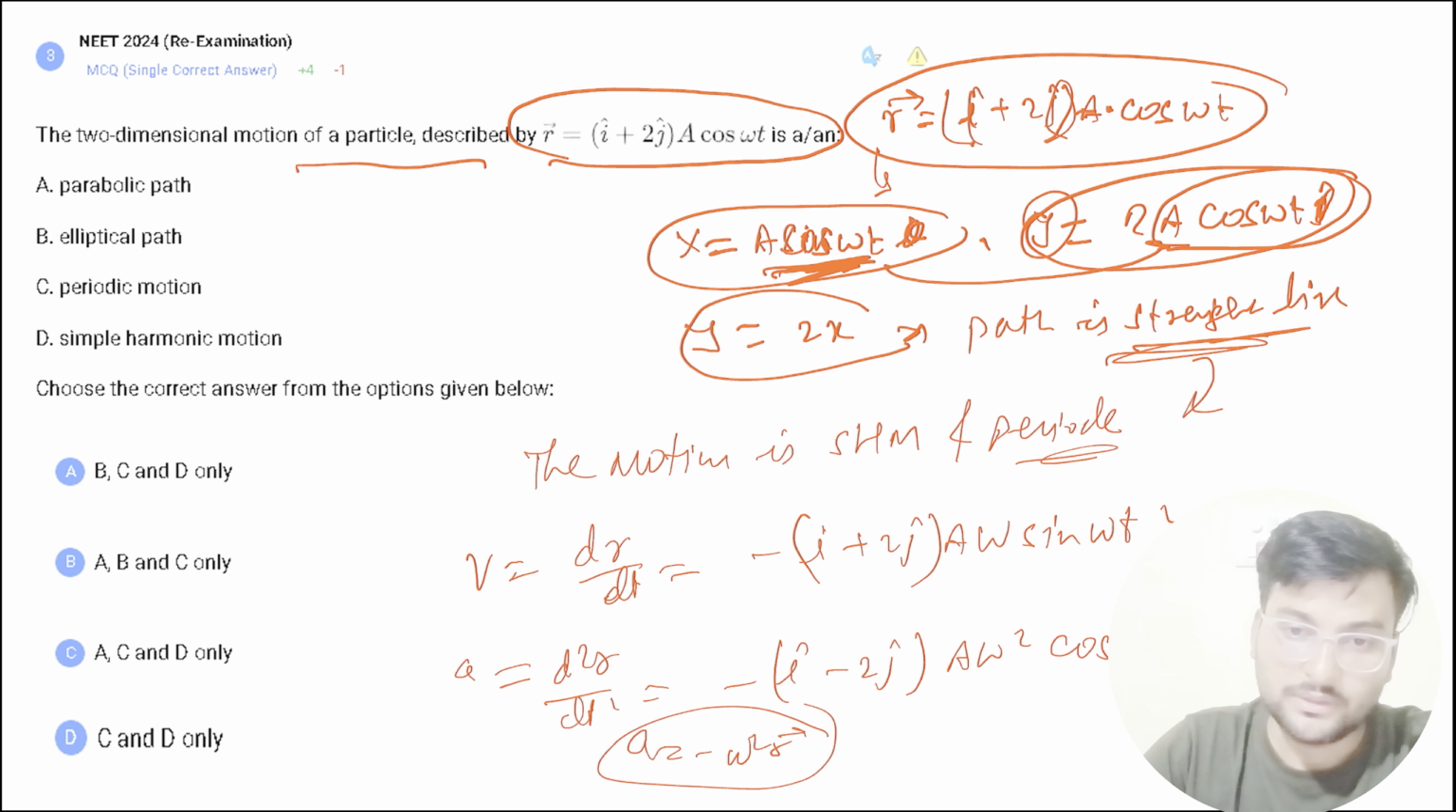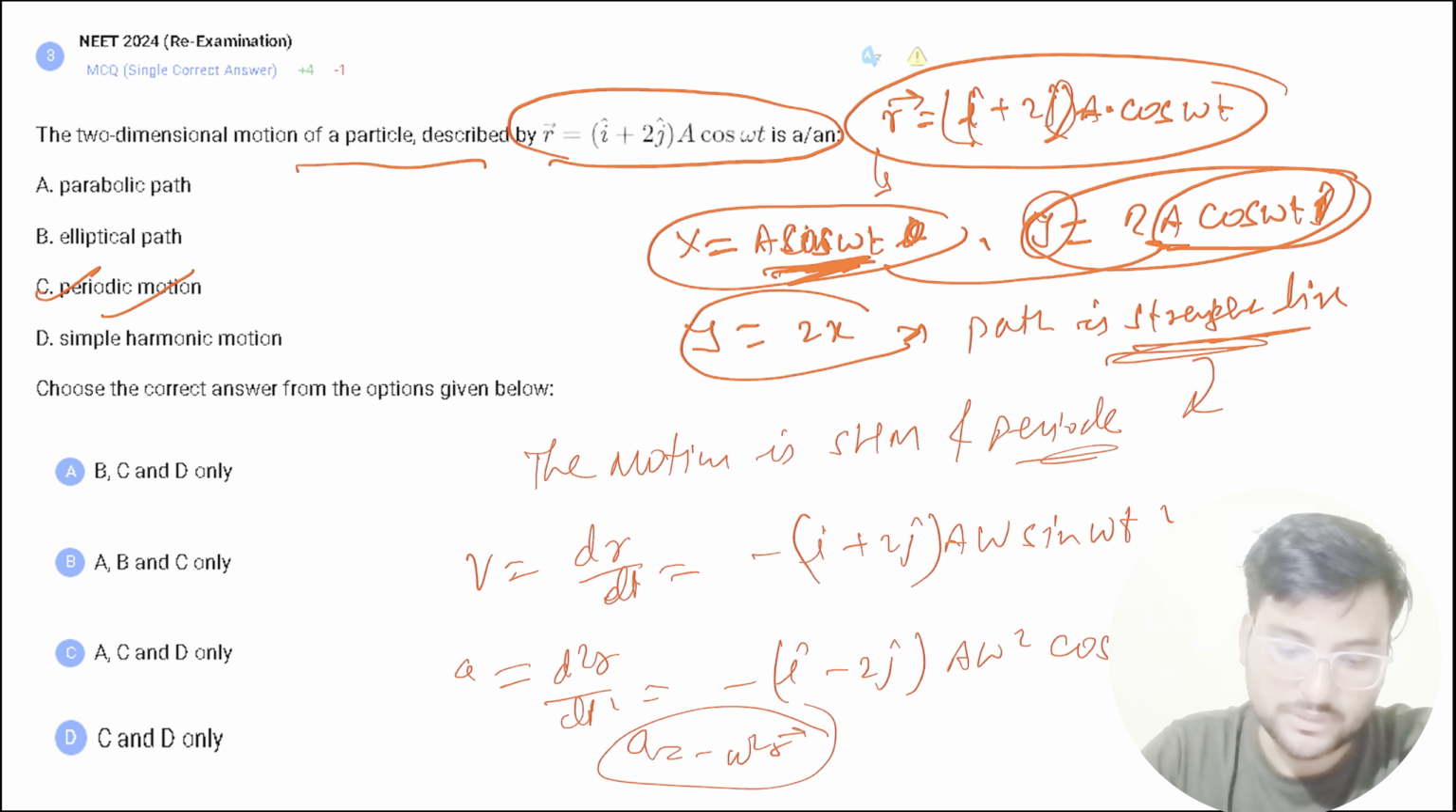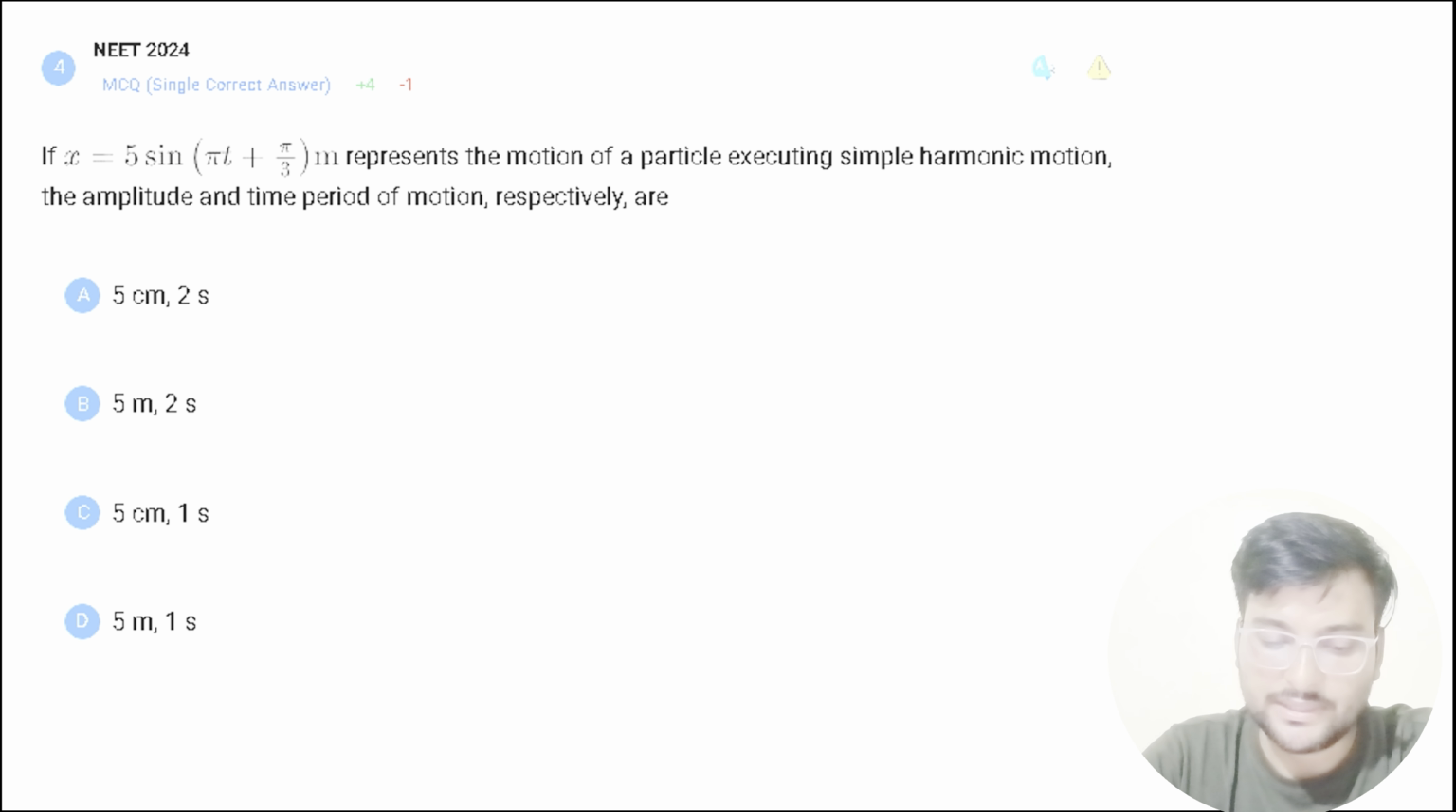So this is a periodic motion, and this is the simple harmonic motion. Elliptical is not possible, and parabolic is also not possible. So we can say that option D is correct, that is, C and D are the correct options. Now we are going towards the next question.